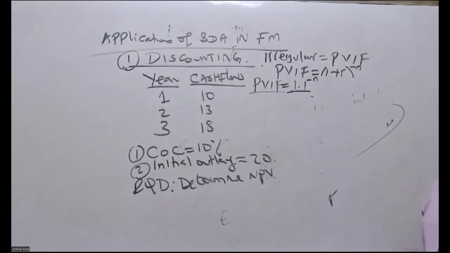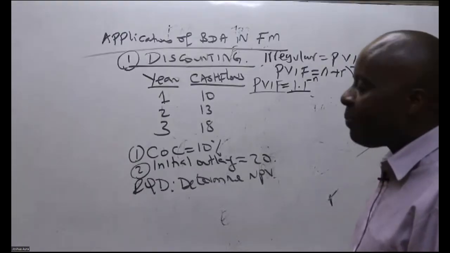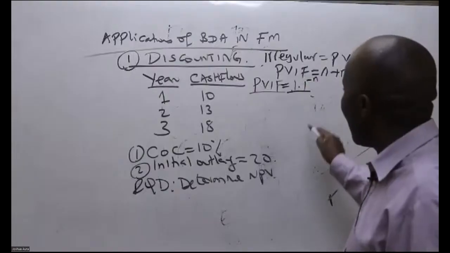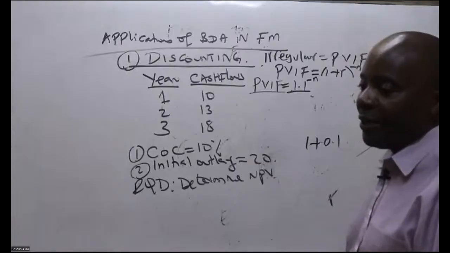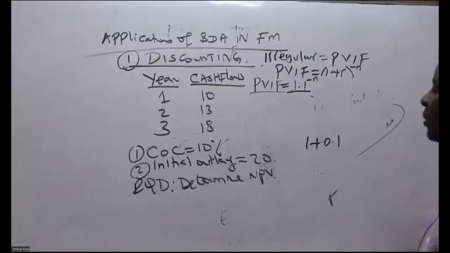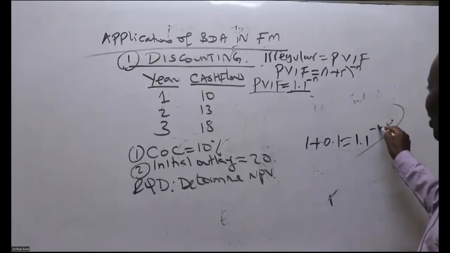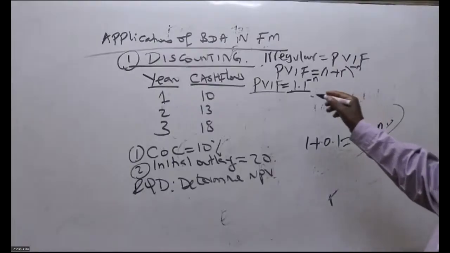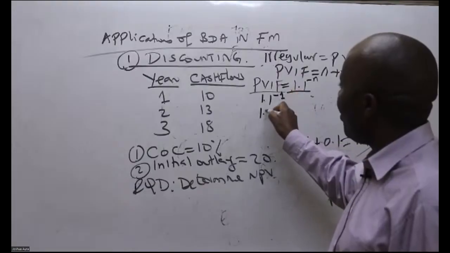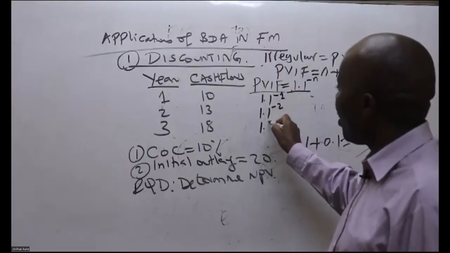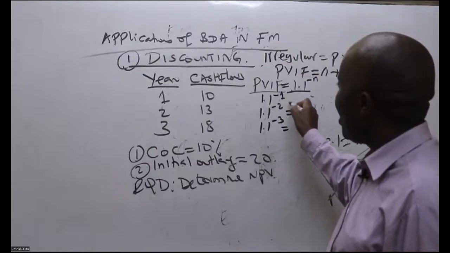Is there somebody who has been able to see where I got 1.1 from? Yes, thank you so much. It is 1 plus the cost of capital. You see, 10% is the same as 0.1. So this makes it 1.1 raised to negative N. So the first one will be 1.1 raised to negative 1, this will be 1.1 raised to negative 2, 1.1 raised to negative 3.